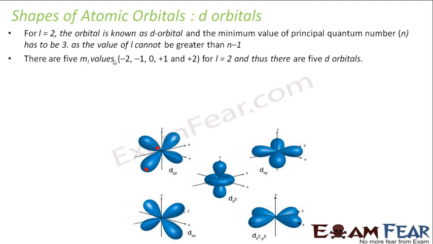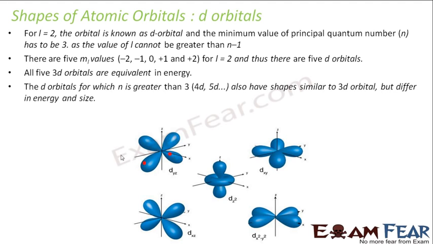There are 5 values of ml: minus 2, minus 1, 0, plus 1, plus 2. And that's why we have 5 different shapes for d orbitals. All the orbitals have equivalent energy, all 3d orbitals, I'm telling. The d orbitals for which n is greater also have shapes similar to 3d orbitals, but the energy and size is different. For example, 4d, 5d, they have same shape, but the energy and size is different.